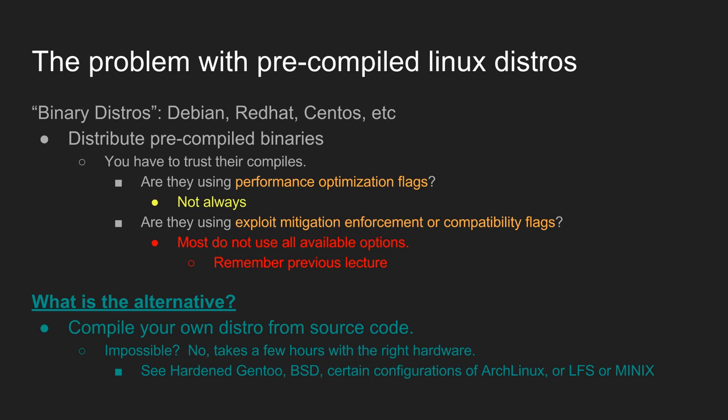I've done some research, and I've done a lot of interviews of people in the community, and just looked into asking people to run checksec on their system for all sorts of operating systems of binary distros. And my finding is, are they using performance optimization flags in their compiles? They're not always, but what's worse is, are they using exploit mitigation enforcement or compatibility flags? And the answer is actually most of the time they do not use all the available options, even when it costs them nothing in performance.